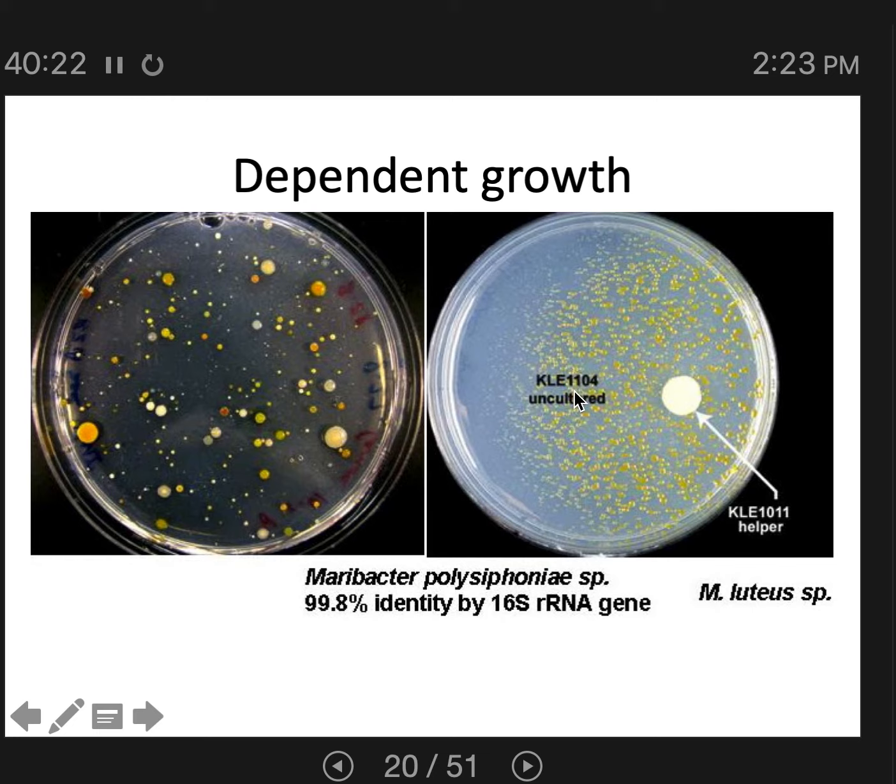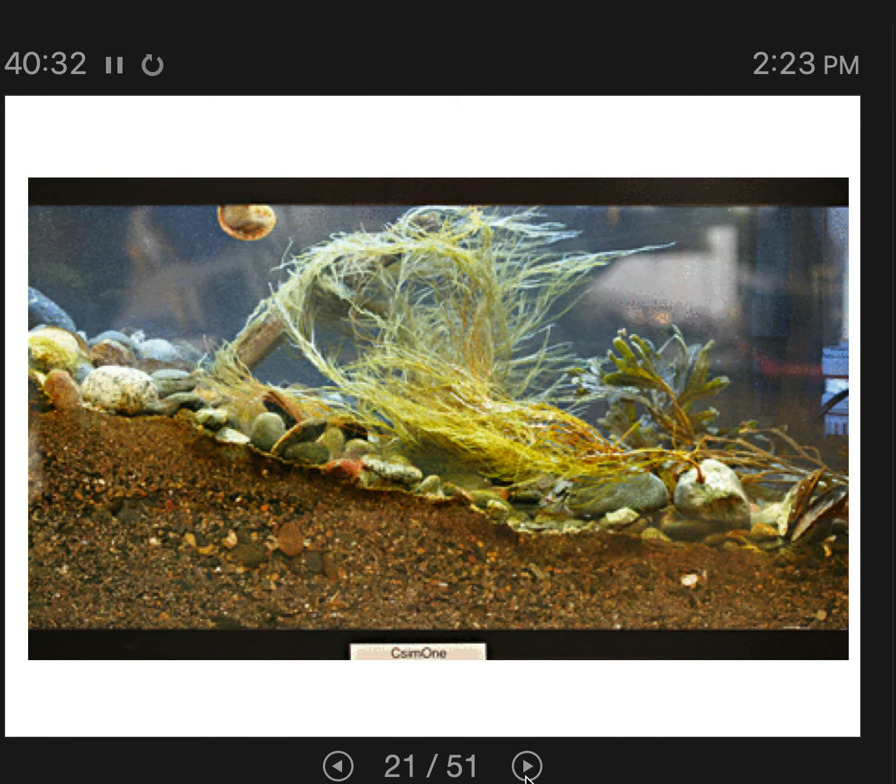Okay. Those are some examples. There's lots of reasons two bacteria might need each other, but those are just a couple of examples of why you might need a helper species to cultivate a particular bacteria in a lab.